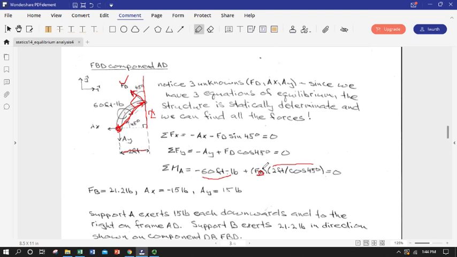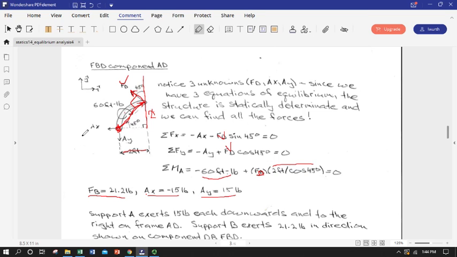We know it's at a right angle, so our sine theta is 1 for our cross product for moment, and so we can solve directly for our F_D, which is the same as F_B from the two-force member. Plug that back in here, and get our reaction forces.